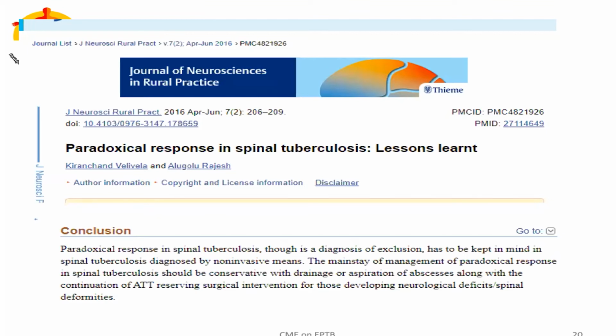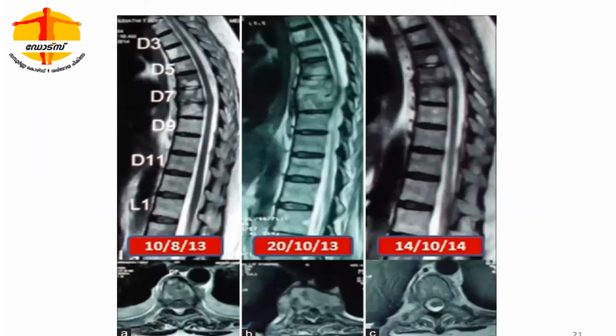That may be counterproductive at times, and there will be aggravation of all the local symptoms. And this is a picture of spinal tuberculosis. You can see that the D6, 7, and 8 vertebrae are affected. And after 2 months of treatment, in the middle panel, you can see that there is an increase in the swelling as well as the abscess, paraspinal abscess formation, and indentation of the spinal cord.